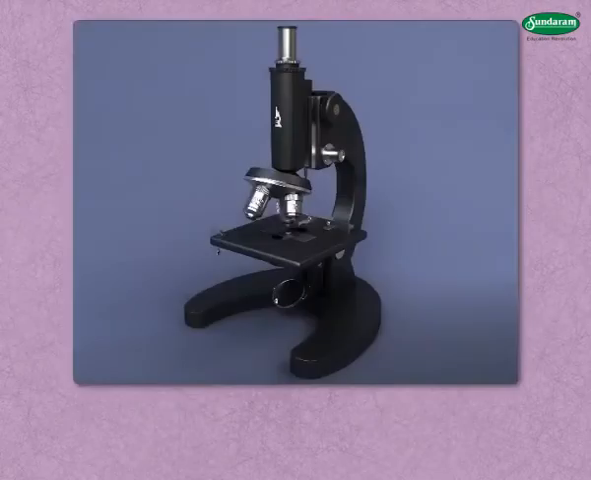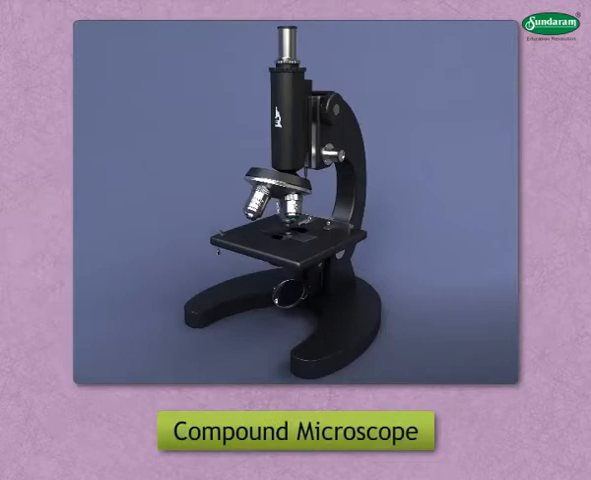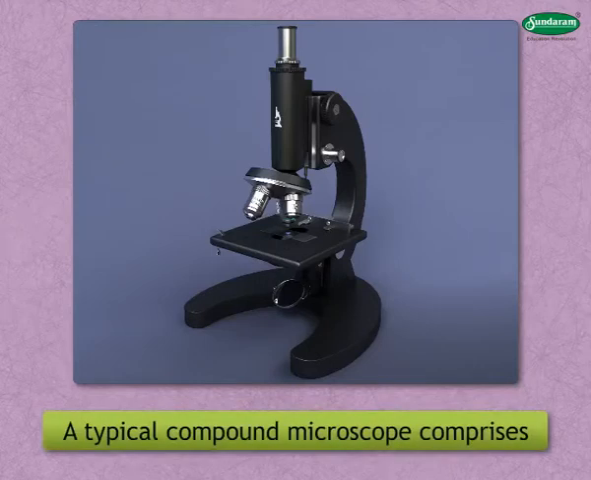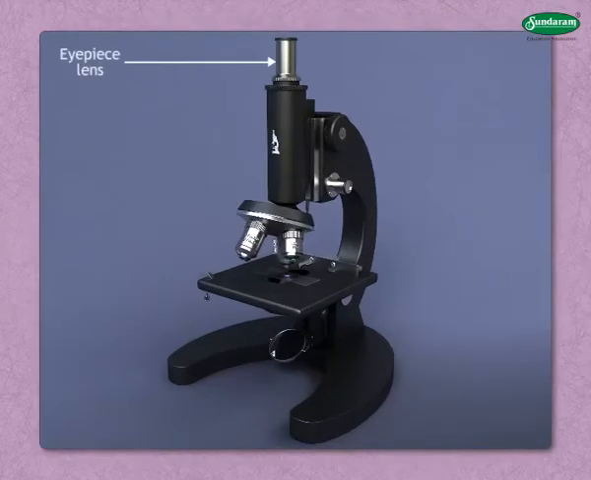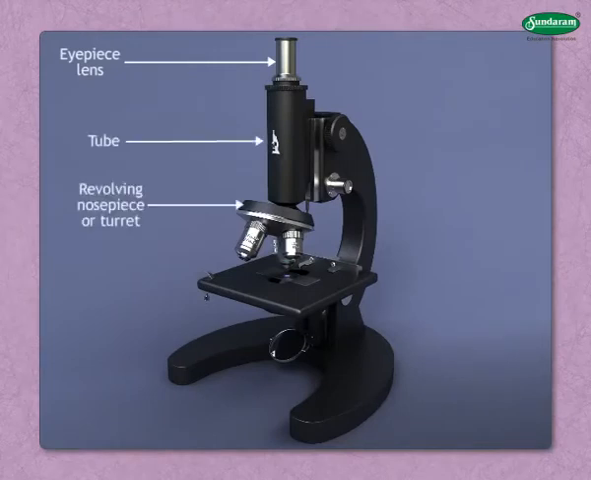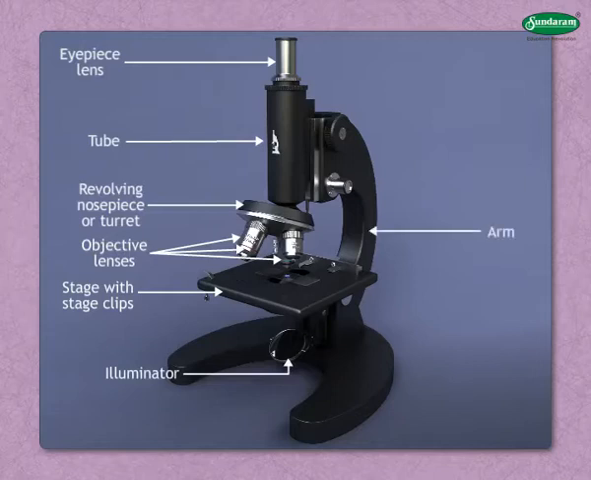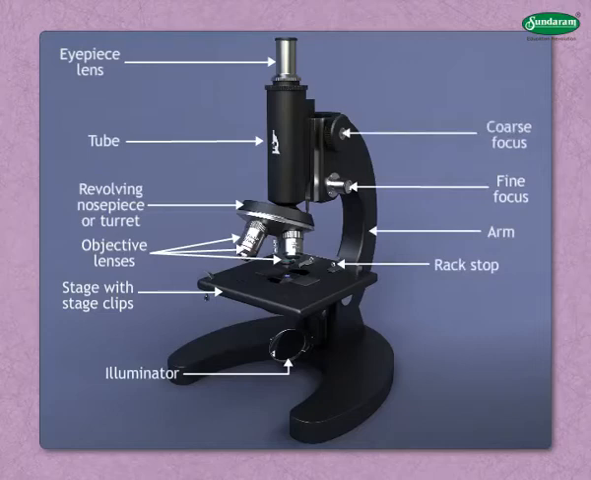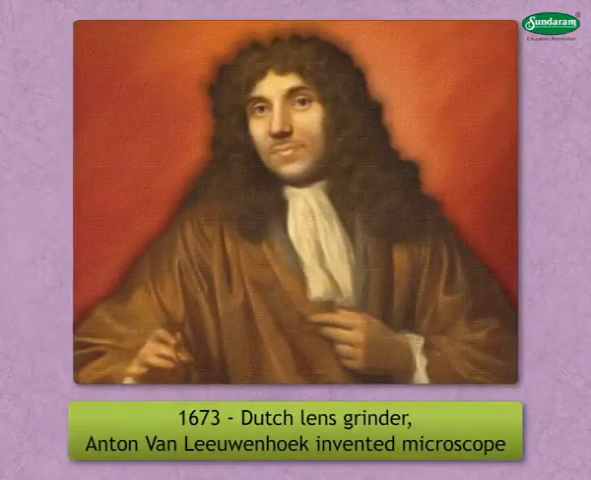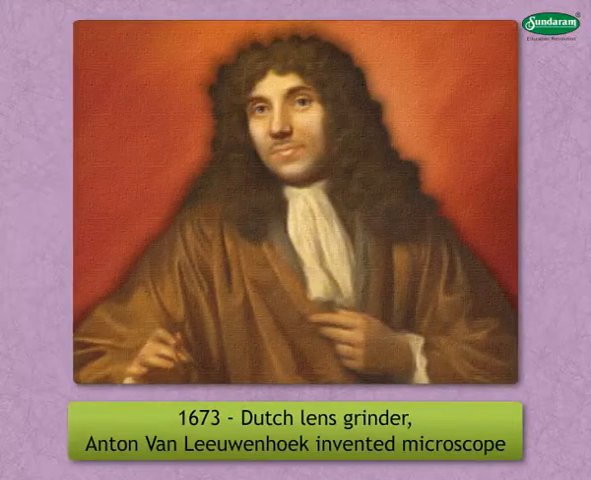Compound microscope. Students, let us see the parts of a compound microscope that enables you to see the cells of organisms. A typical compound microscope comprises eyepiece lens, tube, revolving nosepiece or turret, objective lenses, stage with stage clips, illuminator, arm, rack stop, fine focus, coarse focus. In the year 1673, a Dutch lens grinder named Anton van Leeuwenhoek invented the instrument that we recognize as the microscope today.